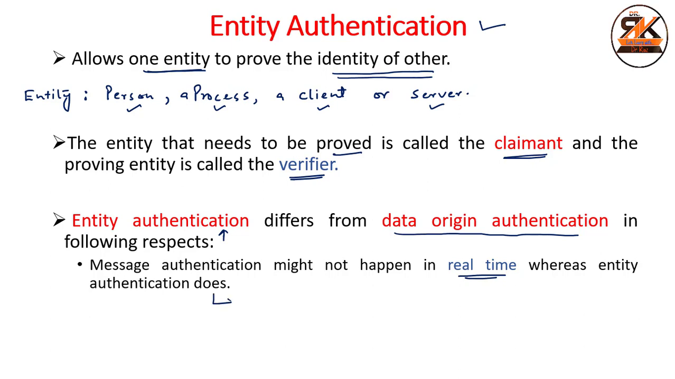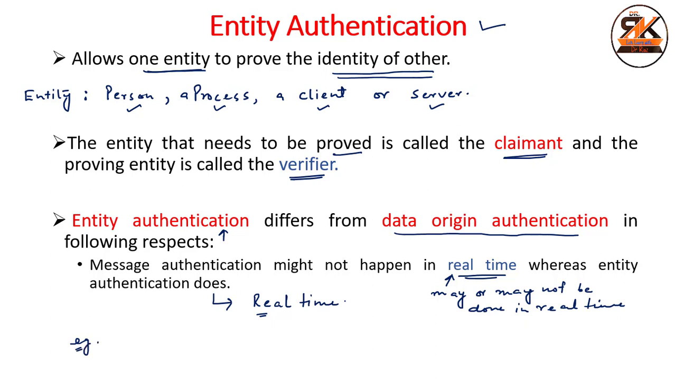So it happens in real time. Entity authentication can be done in real time, but message authentication may or may not be done in real time. For example, we take the example of Alice and Bob. Alice sends a message to Bob, and at the time of authentication of this message by Bob, Alice may or may not be present.